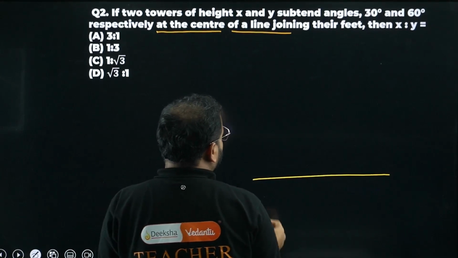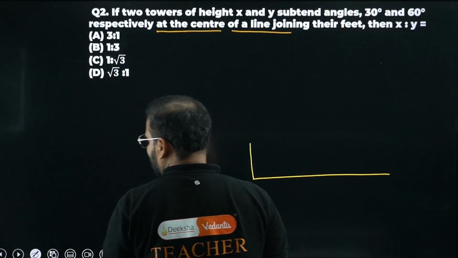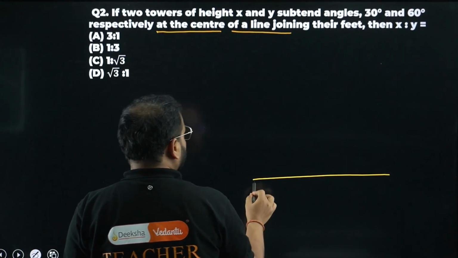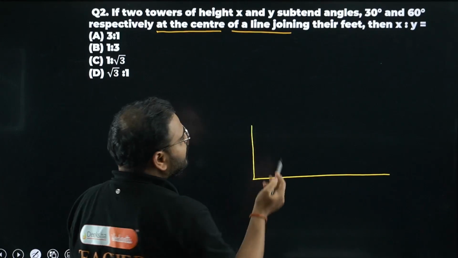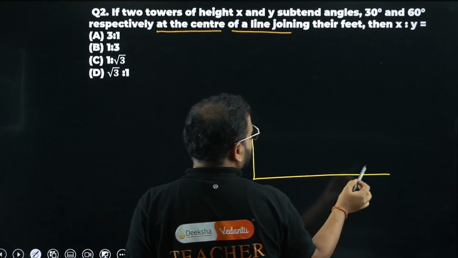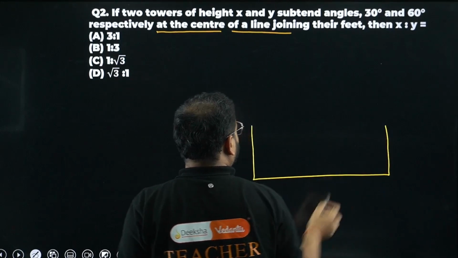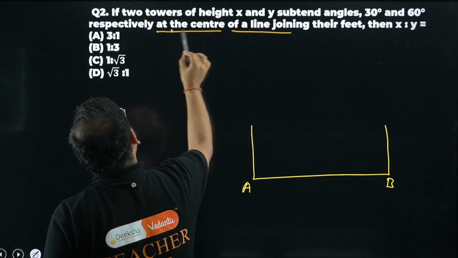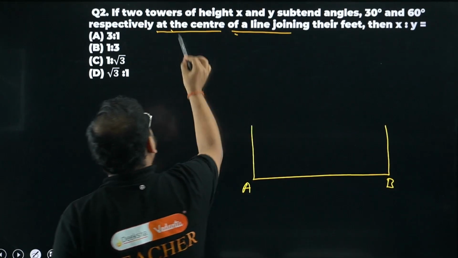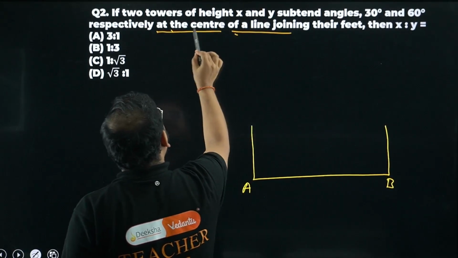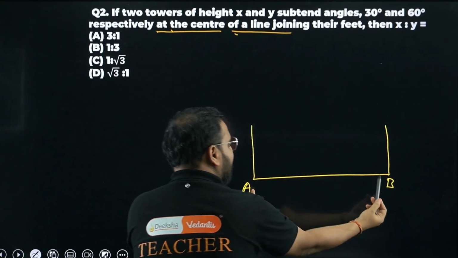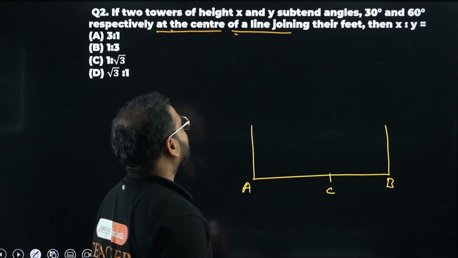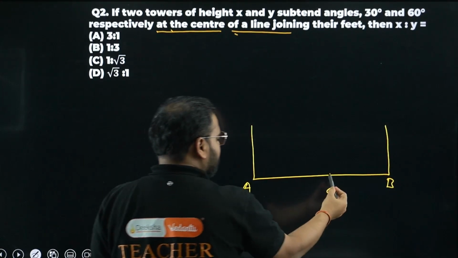Let's call the towers to be placed here. We don't know the height now, so we'll not write the height for now. Obviously there will be two different heights, right? Let's call these A and B as of now. Something called the center of the line joining their feet. The line joining their feet, the center is here. Clear? Clear, sir.